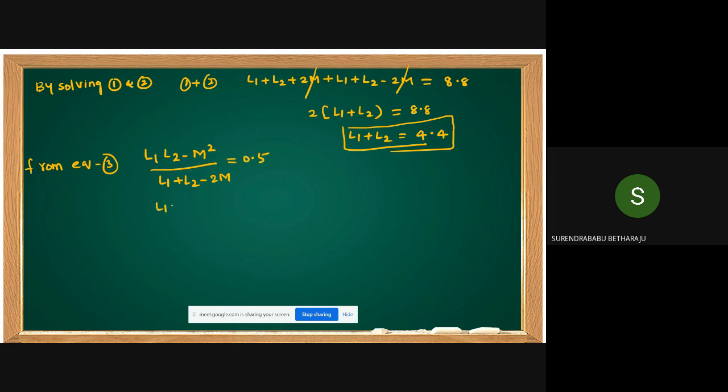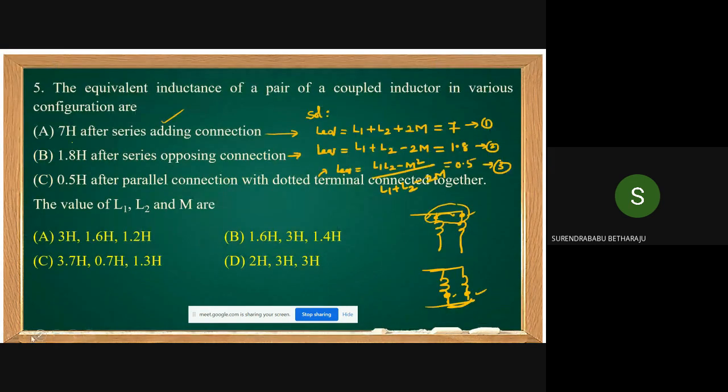Then L1 L2 minus m square by, before that, if L1 plus L2 equal to 4.4, take either equation 1 or equation 2. Take any one equation. Then from equation 1, what is L1 plus L2 plus 2m? It is equal to 7.